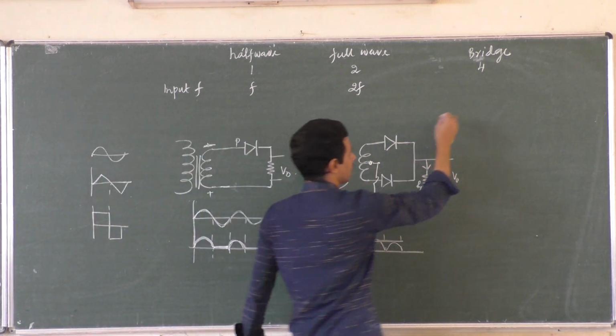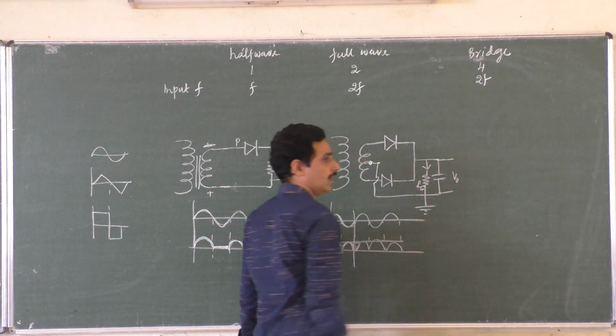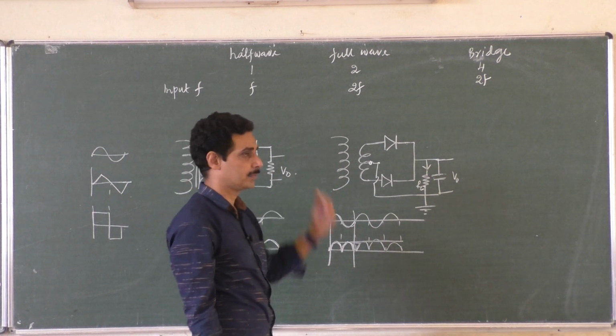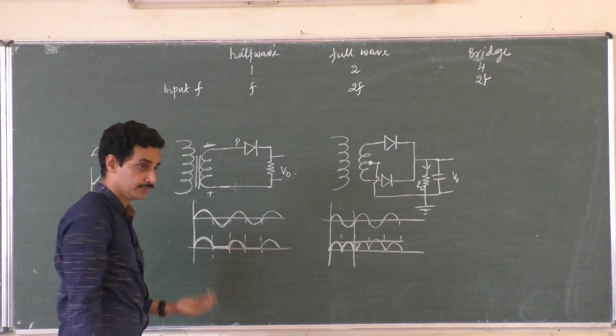Again, this is very similar to the full wave rectifier. Whatever holds good for half wave and full wave, the bridge rectifier follows the same, except for the number of diodes. So did you follow that?